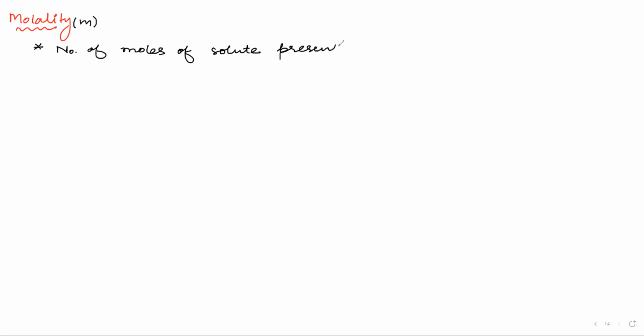Let us write another term, that is molality. It is given by small m. What is molality? It is defined as number of moles of solute present per kg of solvent. Okay. So now you can see the change here.